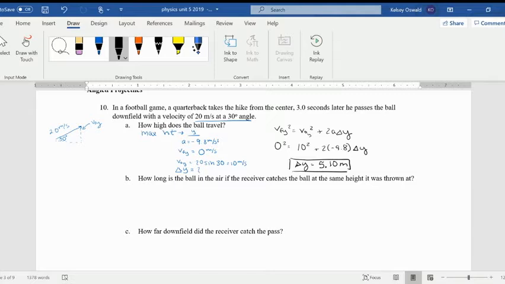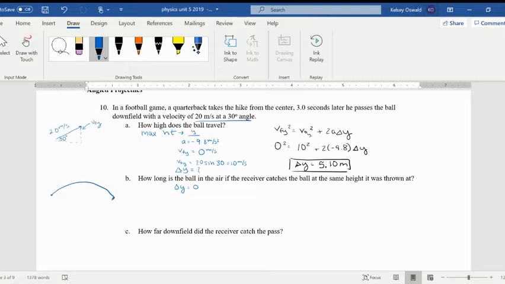So then looking at the next one, here we're looking at our entire time of travel. We're trying to find how long the ball is in the air, so the time to catch the ball if it is caught at the same height it was thrown at. If it's caught at the same height it was thrown at, that tells us that our delta y is 0, because its starting and ending position are at the same height.